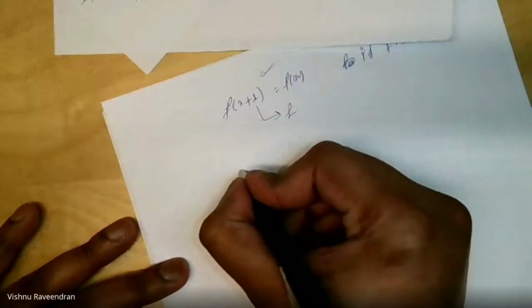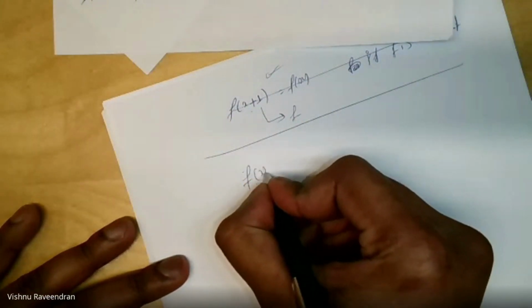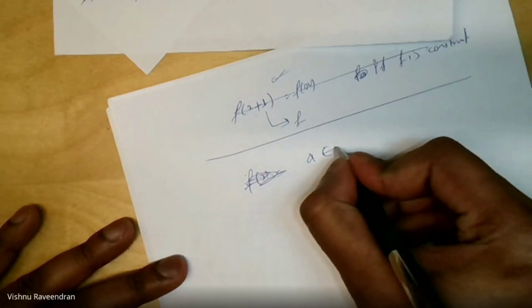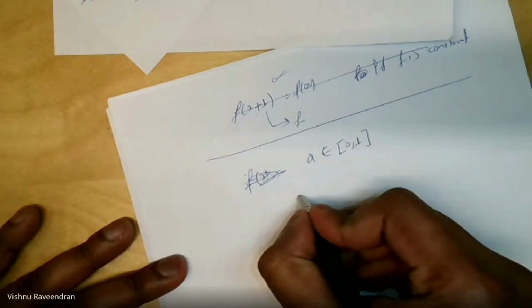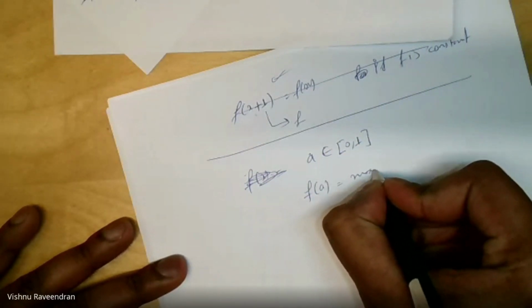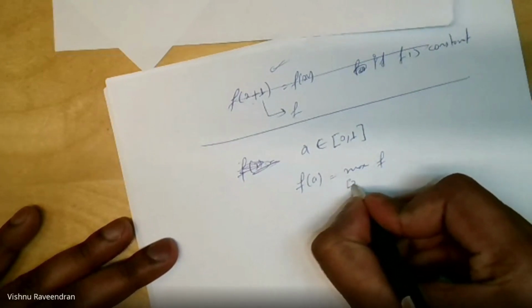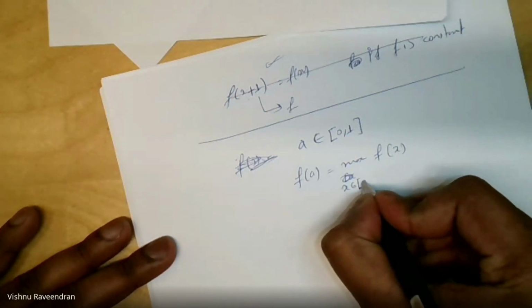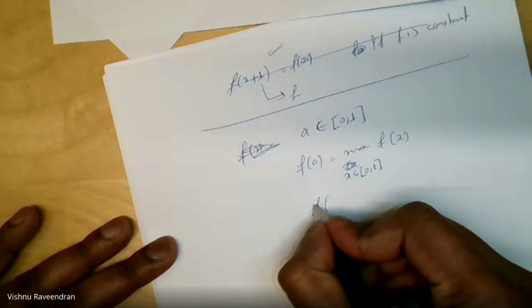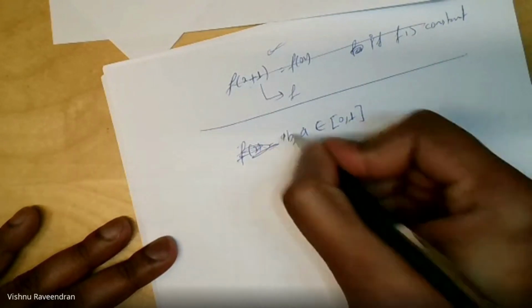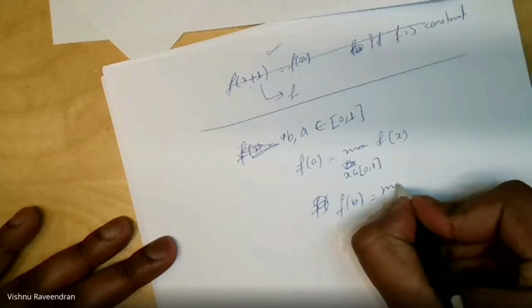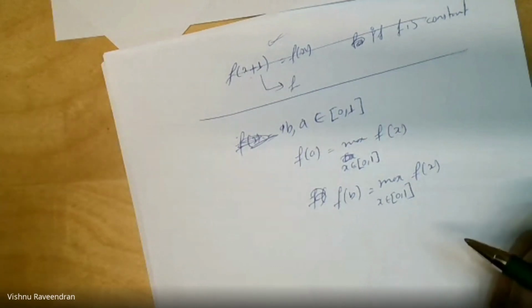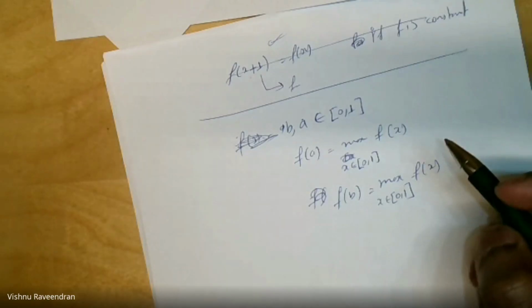Let me write it. So you say there exists a in 0, 1 such that f of a is the maximum of f of x, x an element of 0, 1, and there exists b such that f of b is equal to the minimum of f of x on x an element of 0, 1. This is what you are saying, right? Yes. Yes.